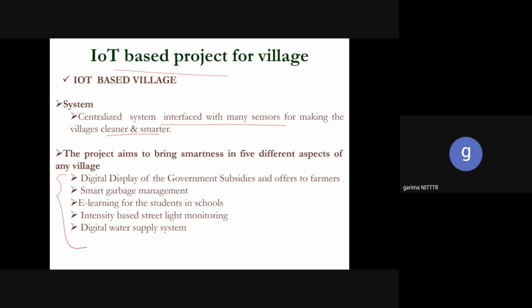There are a few more aspects, such as digital display of government subsidies and offers to farmers, smart garbage management system, e-learning for students, intensity-based street light monitoring system, and digital water supply. The intensity-based one is a major part of the energy system, because instead of switching on the light all the time, whether it is daytime or night time, you use a sensor to identify the intensity, and on the basis of that the street light switches on. Otherwise it moves into low intensity mode. There are many variations of this intensity based street light monitoring system.